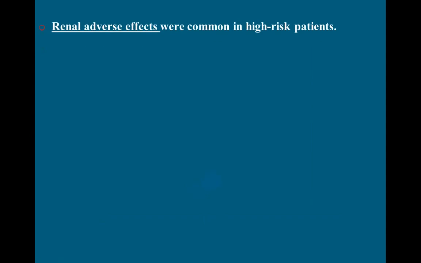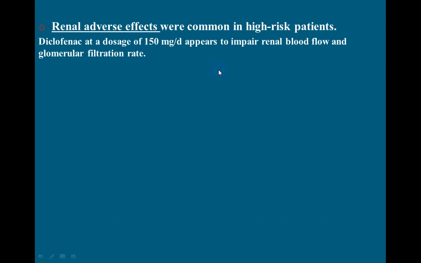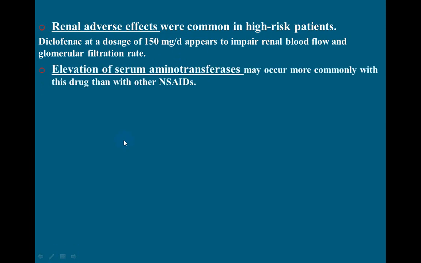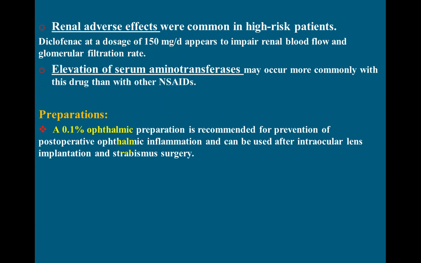Other side effect, renal side effects, were common in high-risk patients, especially elderly patients. So diclofenac at a dose of 150 mg per day appears to impair renal blood flow and glomerular filtration rate. And this is, as I said, common in high-risk patients. Other side effect, elevation of liver enzymes, serum aminotransferases, may occur more commonly with this drug than other non-steroidal anti-inflammatory drugs. How many preparations do we have for diclofenac?